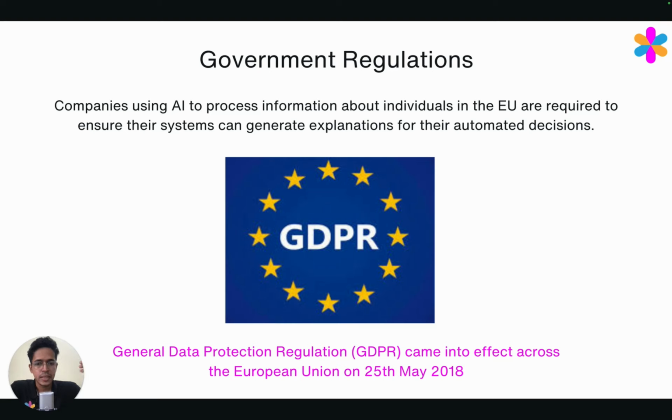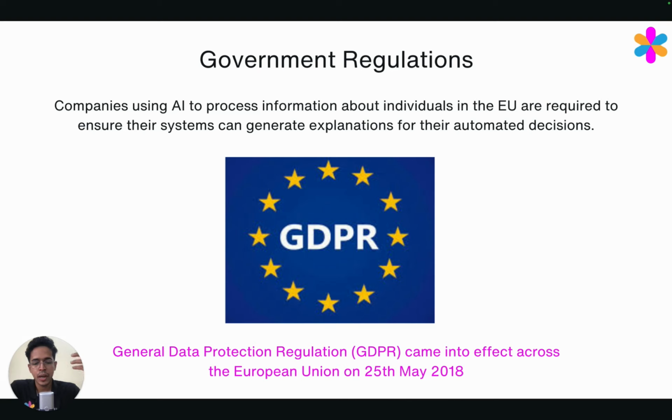So GDPR is the General Data Protection Regulation. It's mostly in the European Union. And GDPR has several compliance terms and issues. One of them is that companies who are using AI to process information about their customers or people within the European Union are required to ensure that these systems can explain the reasoning behind the decisions. So, about the lending example that I gave you.